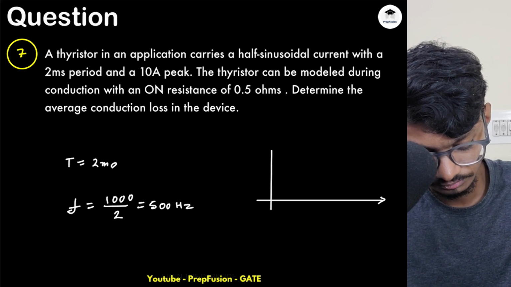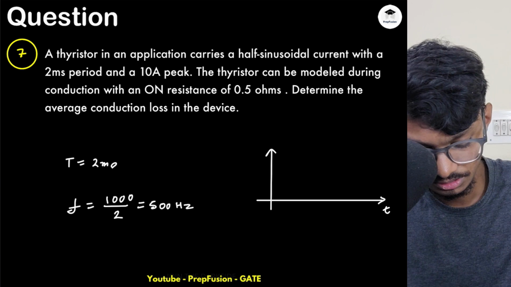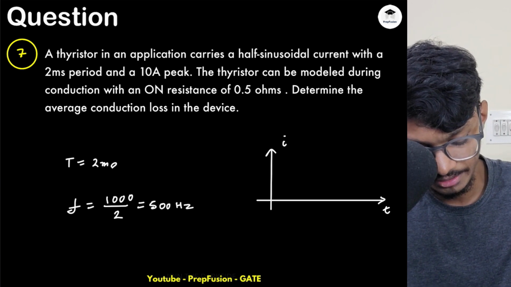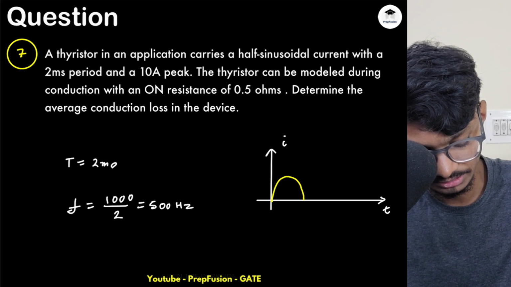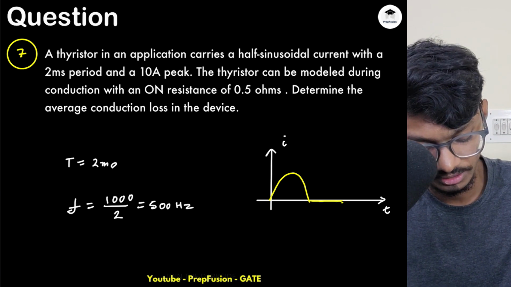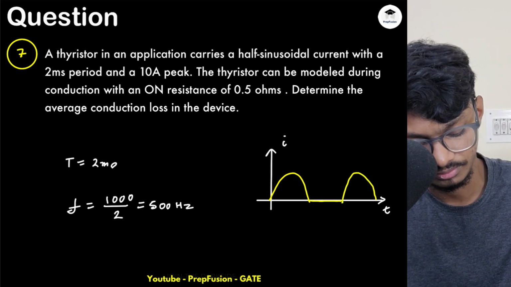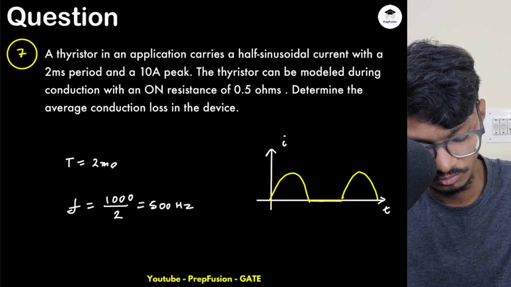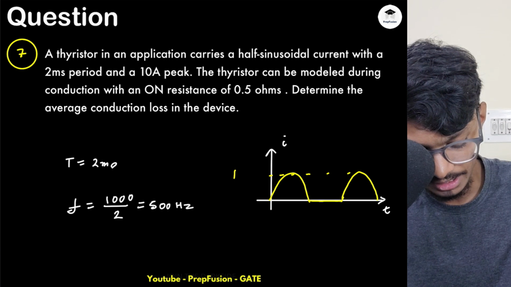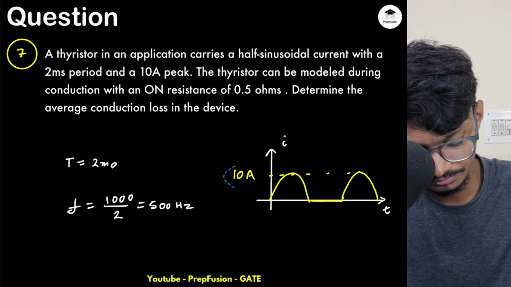So this is T. This is my current across the thyristor, which is half sinusoid. So half sinusoid will be something like this. Thyristor is basically a switch also. I've already explained in the overview the thyristor and different types of thyristor. I will obviously go more in depth in the next few lectures. So it has a peak current of 10 amperes.